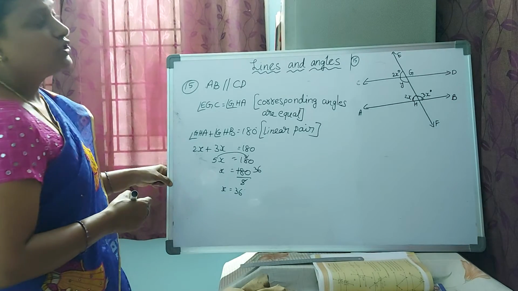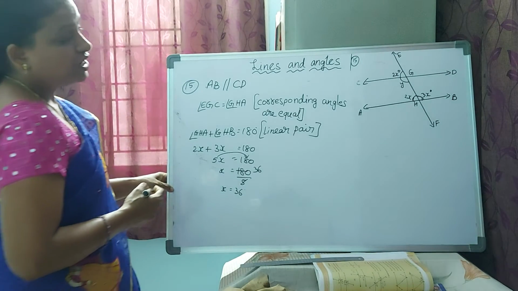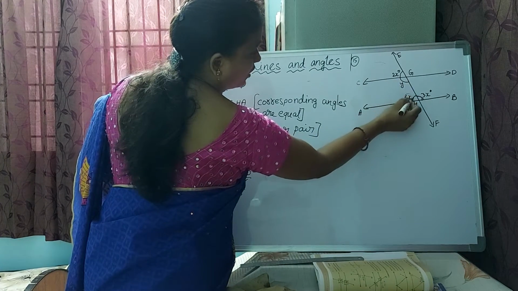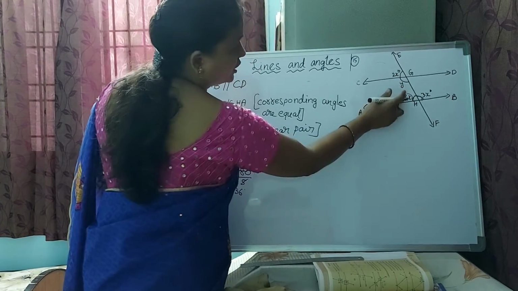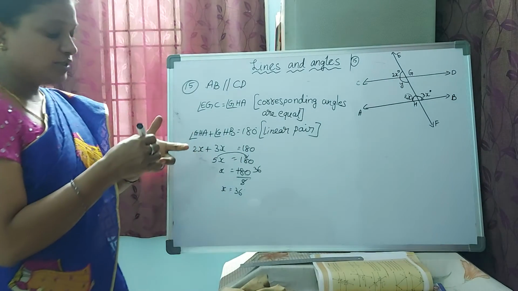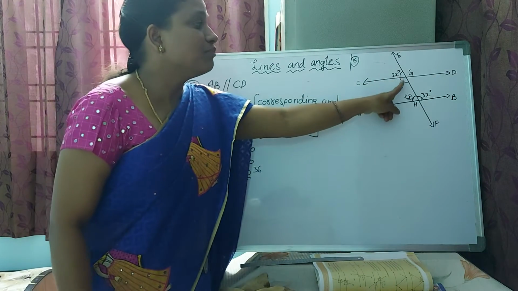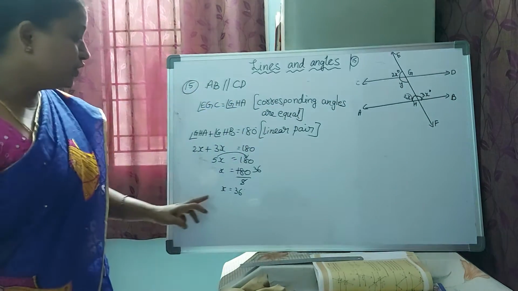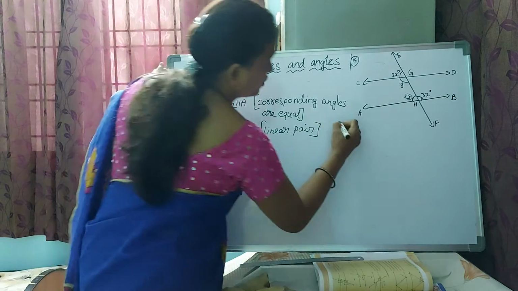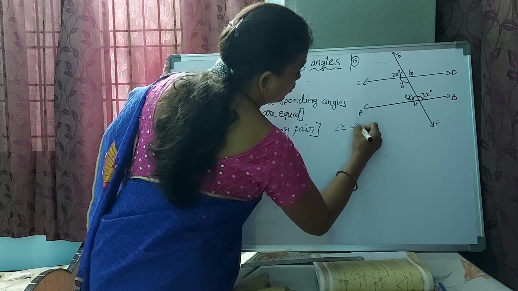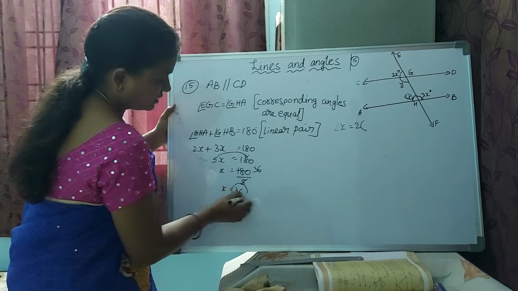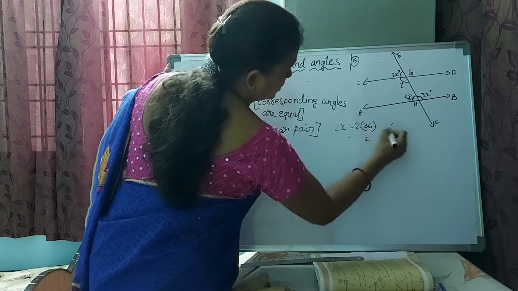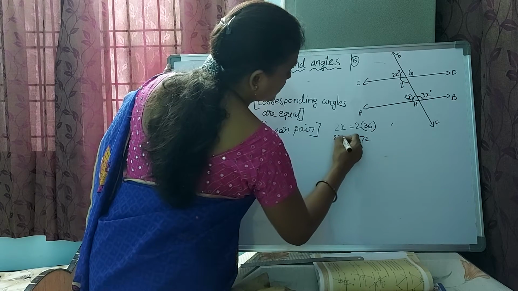X we got. Now we have to find out the y value. See, if you observe these two angles, we already knew the value of 2x. The sum of the two angles on the same side of the transversal is equal to 180. 2x is 2 into 36, which is 72. So 2x is equal to 72.